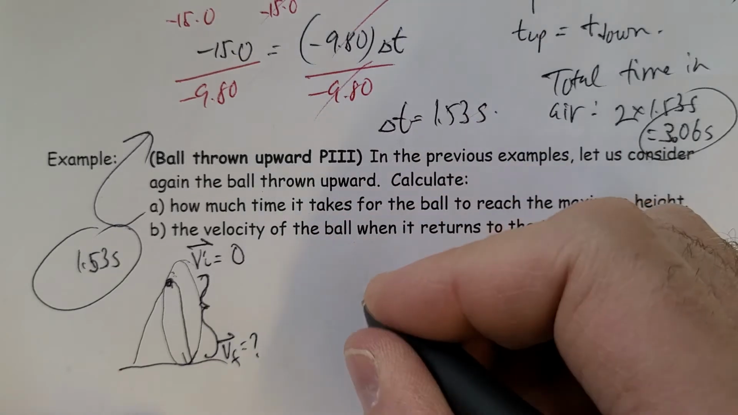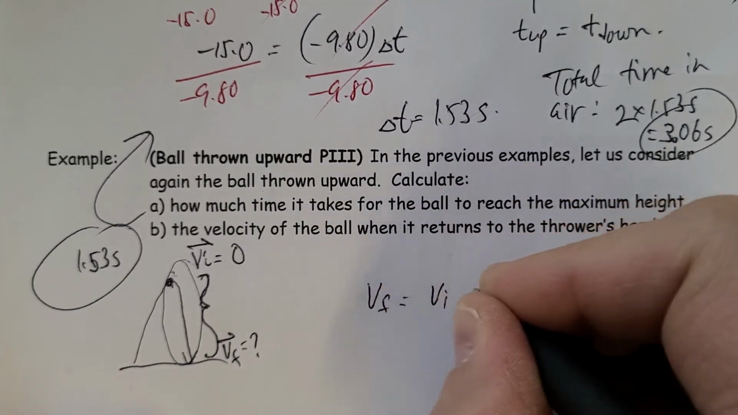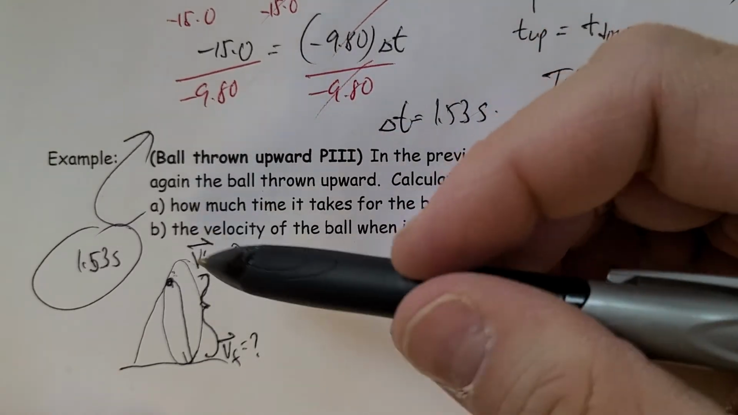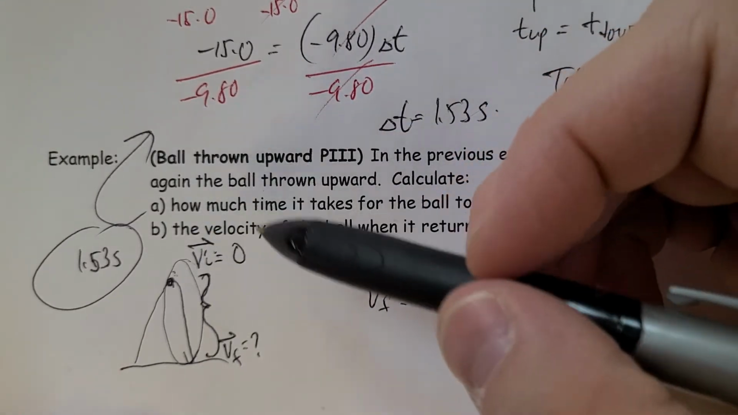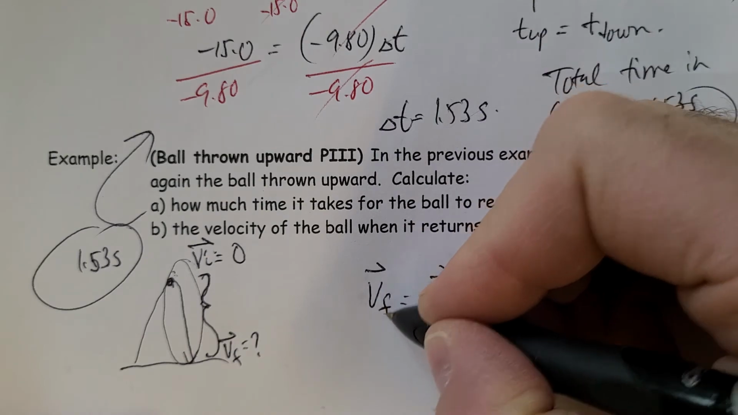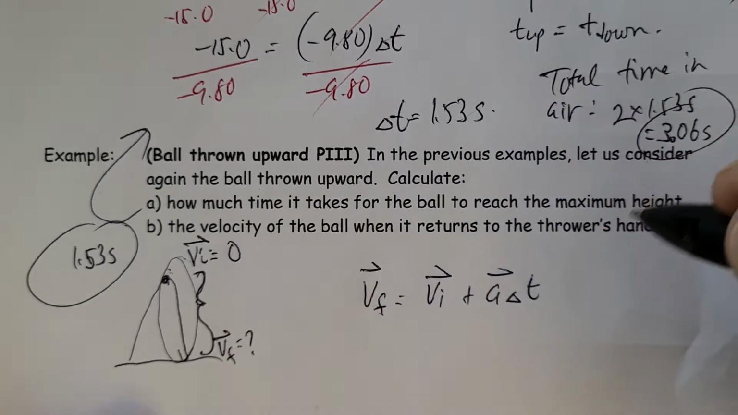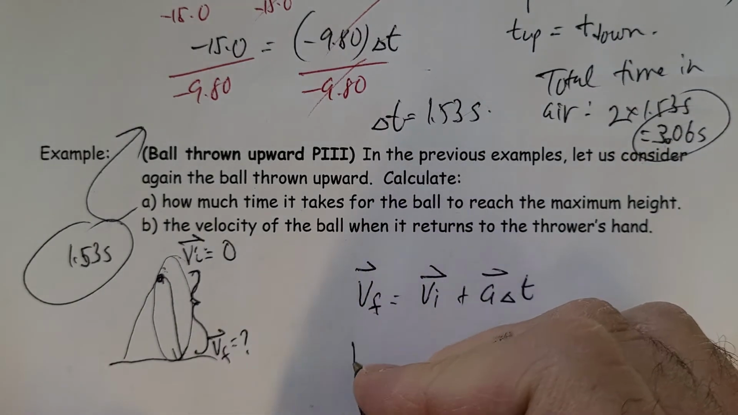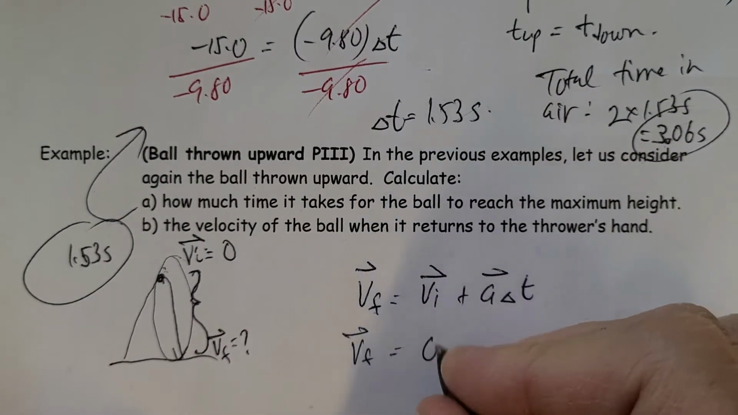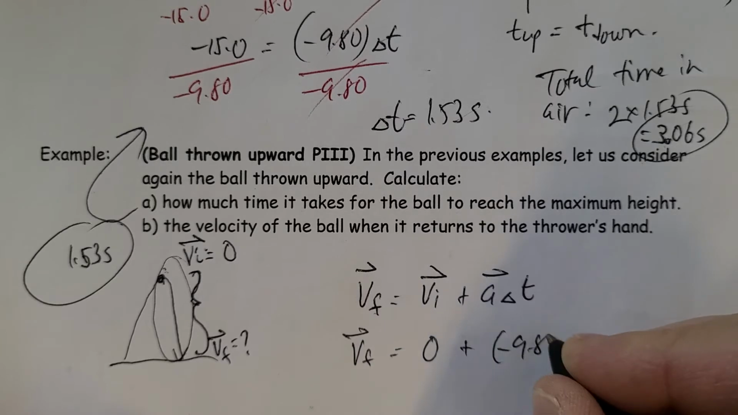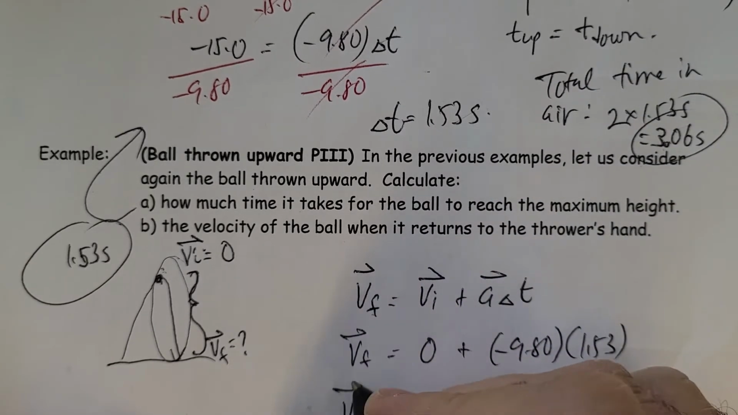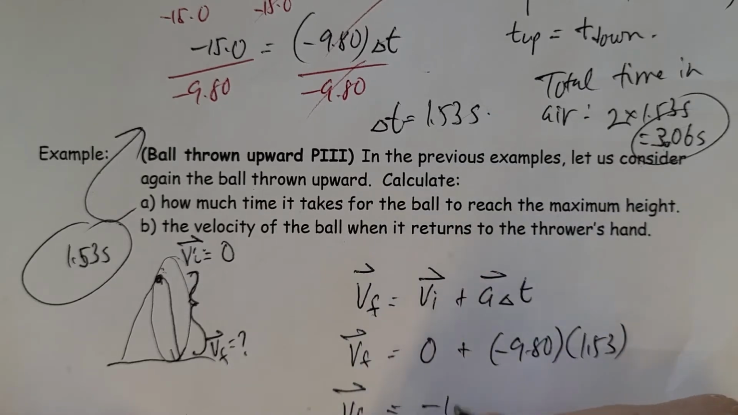Or I don't even have to use it. I could just simply use VF is equal to VI plus A delta T. And of course, VI will be my 0. So it's like my initial velocity. I just dropped it from that top height. I know how long it's going to fall for. It's going to fall for 1.53 seconds. So negative 9.8 multiplied by 1.53 seconds. And of course, a negative times that, I'm going to get 15.